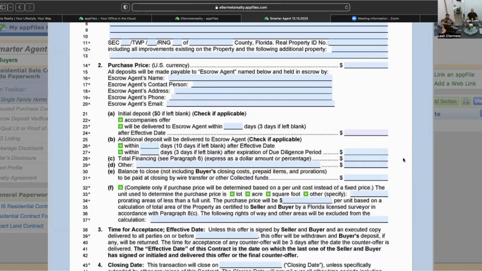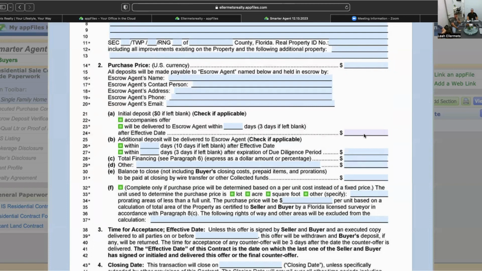And then we come down to initial deposit. 0 if left blank. I don't know of anybody that's going to accept a contract or a purchase offer without having some sort of escrow down, unless it's just close friends that are doing a transaction. So what we typically will say is will be delivered to the escrow agent, right? Within 3 days, put the 3, don't leave blanks, and put the amount.